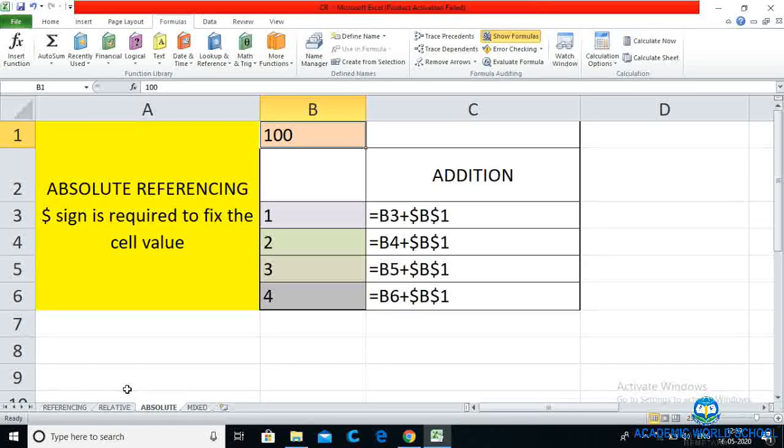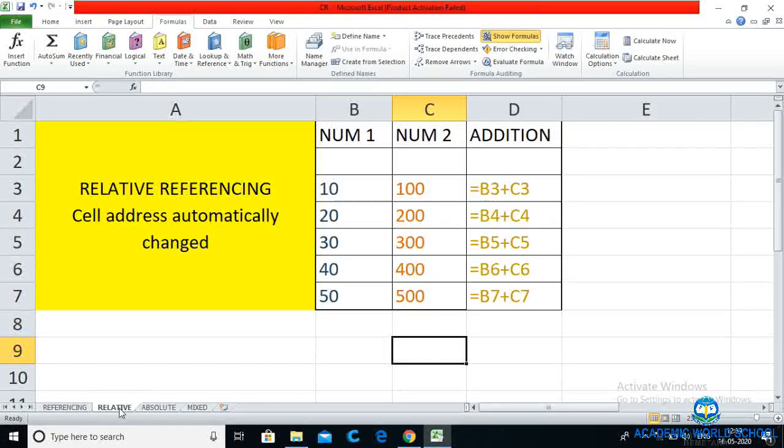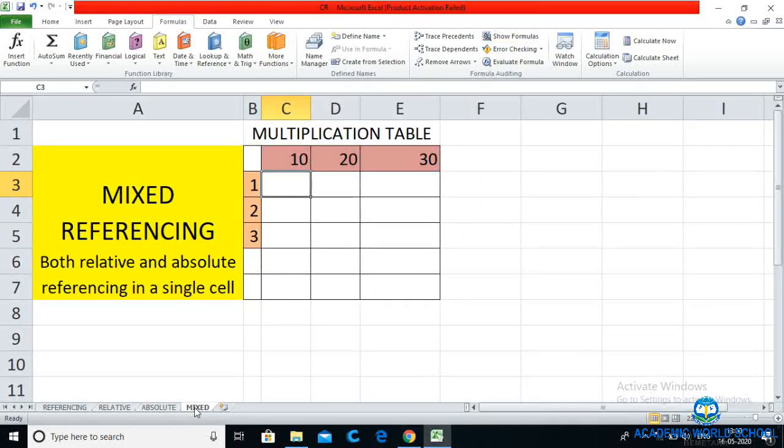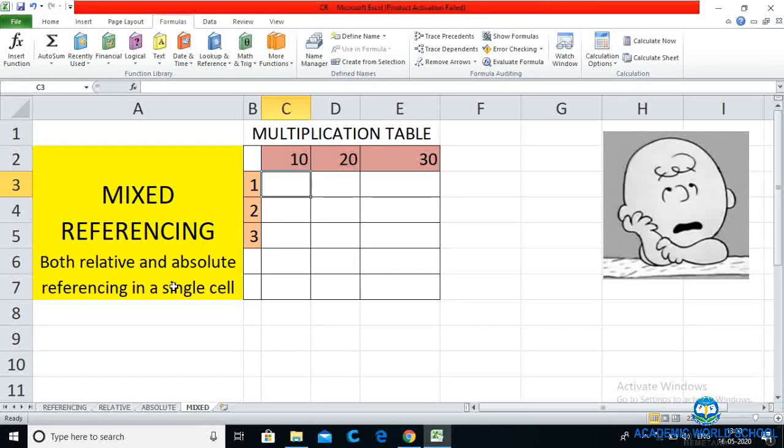Got it, students? So we have learned about relative. I hope you have understood. We have learned about absolute. Now we are going to learn about mixed referencing. Now what is mixed referencing? Mixed referencing is both relative and absolute referencing, and that too you will find these two in a single cell. Yes, in a single cell.